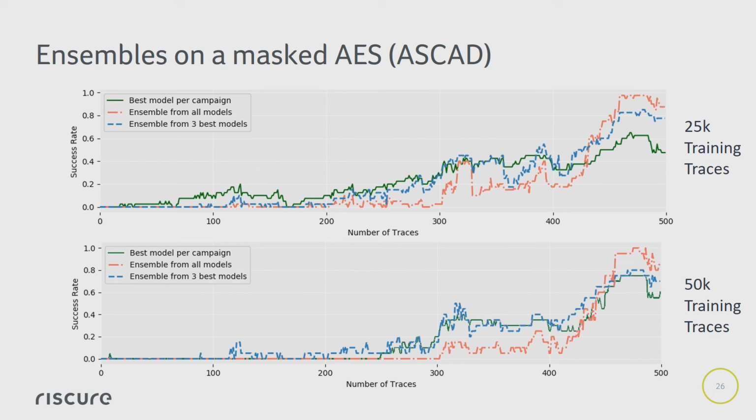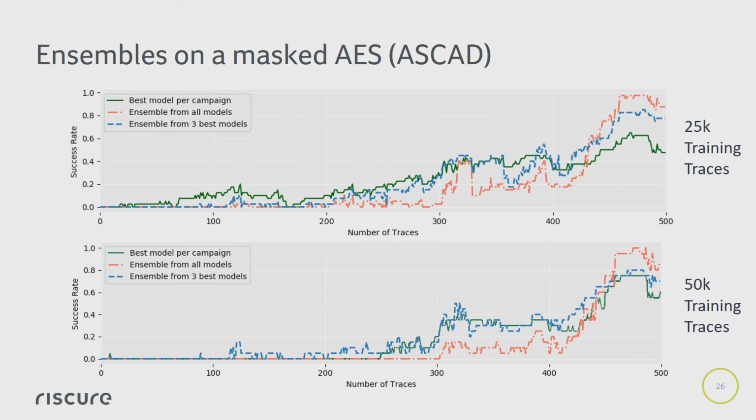And also, if you have condition to select the best model in all the campaign, which in our case we selected based on the key ranking because it was the best metric, it is still not as good as combining all the predictions. So for us, ensembles work quite fine because they always provide the best result compared to training all the separate networks.